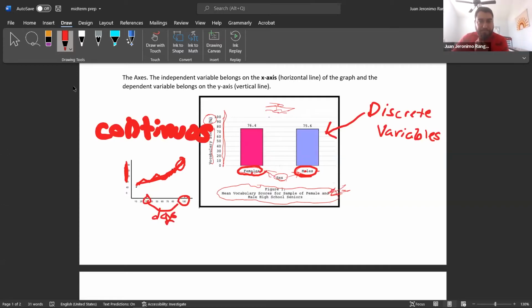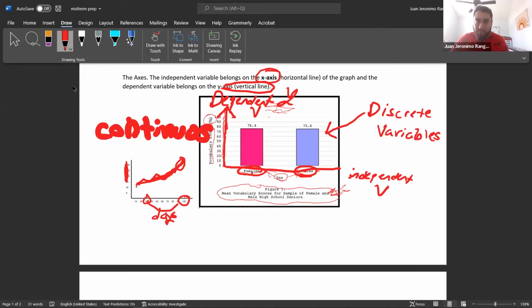Okay, so another thing, remember, the thing that you're measuring is the dependent variable. The different treatments are the independent. So dependent variable, independent variable. The dependent variable goes on the y-axis, that's the vertical axis. And the independent variable goes on the x-axis, or the horizontal line.